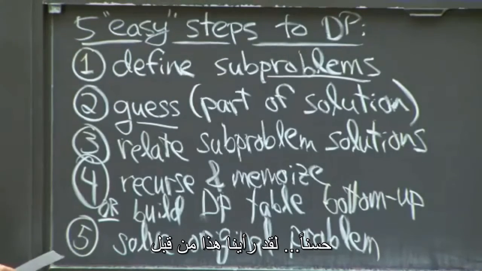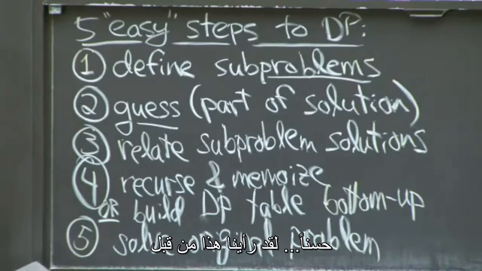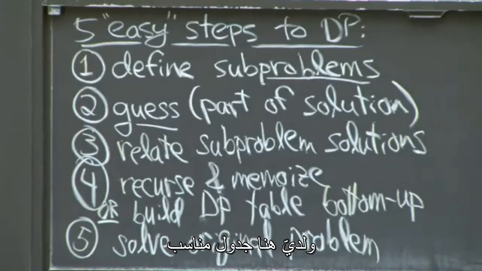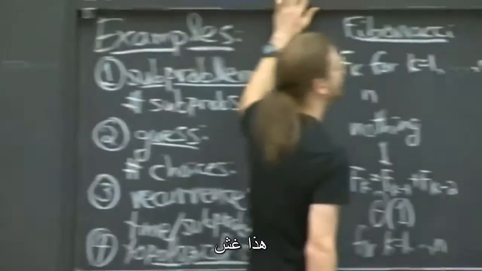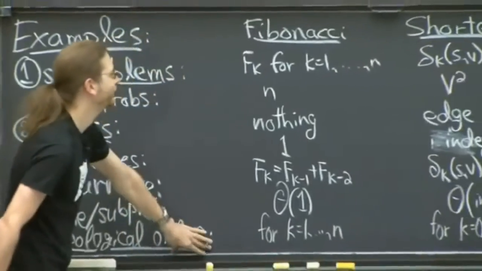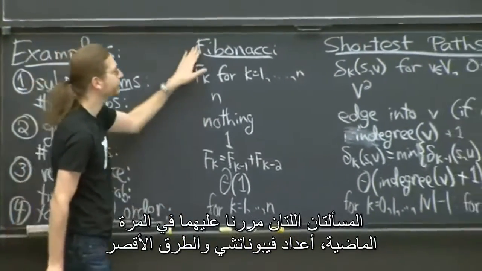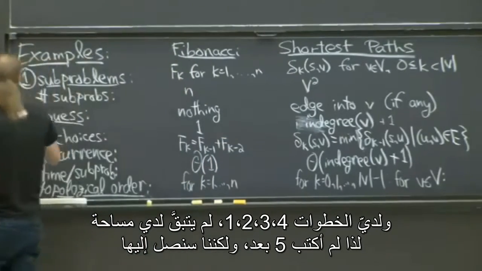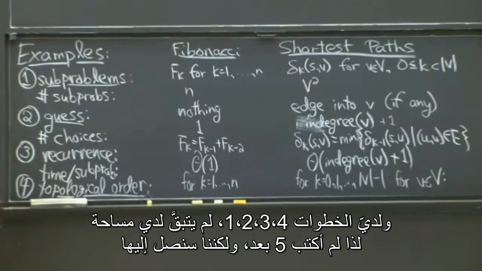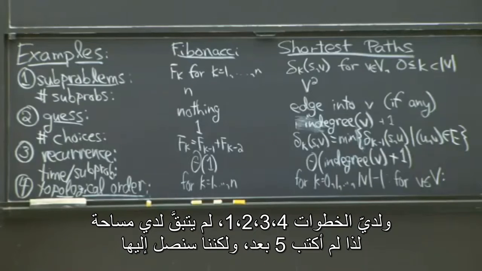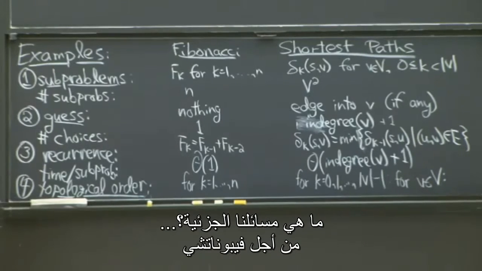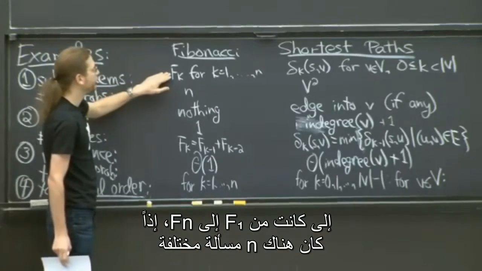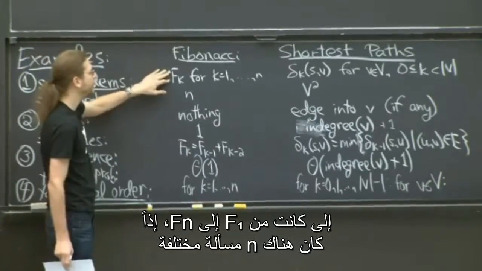All right. So we've sort of seen this before. And in fact, I have over here a convenient table. This is called cheating. The 2 problems we saw last time, Fibonacci numbers and shortest paths. And I've got steps 1, 2, 3, 4. I ran out of room, so I didn't write 5 yet. But we'll get there. So what are our subproblems? Well, for Fibonacci, they were f1 through fn. So there were n different subproblems.